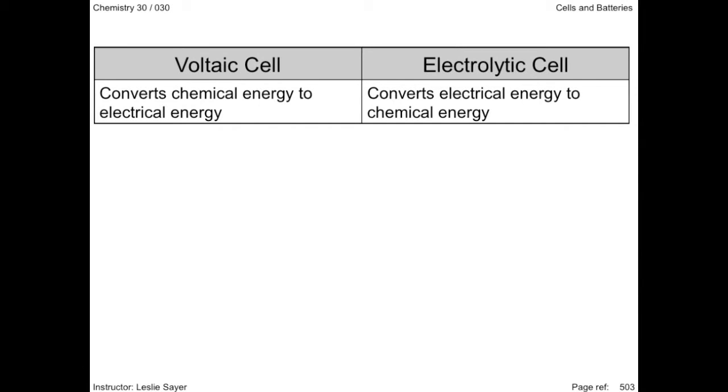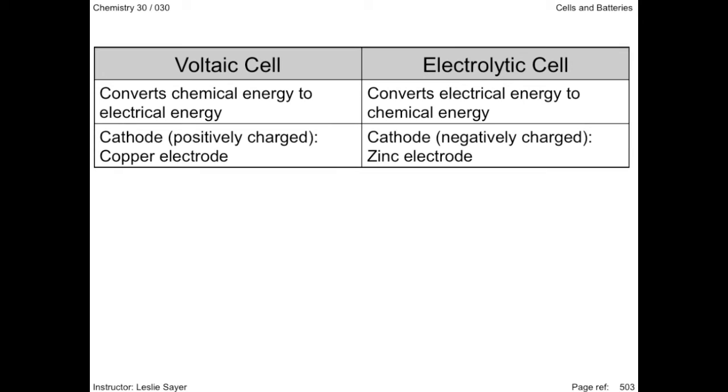To summarize the main differences between a voltaic and an electrolytic cell, we'll post the main points as they relate to the Daniell cell in a table. As previously mentioned, the voltaic cell generates electrical energy from mechanical energy. The electrolytic cell is the opposite.